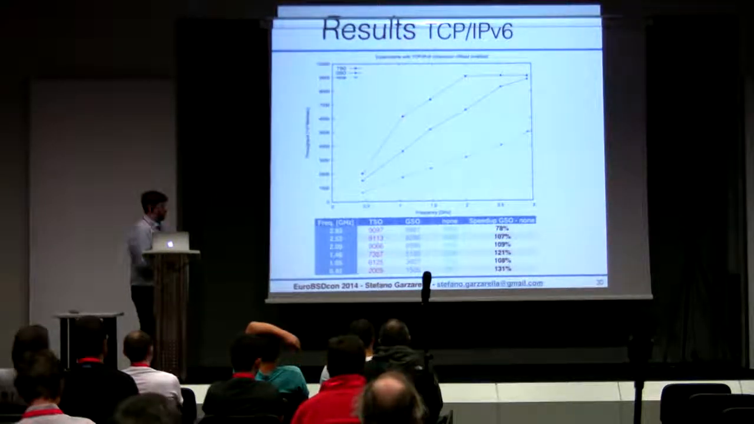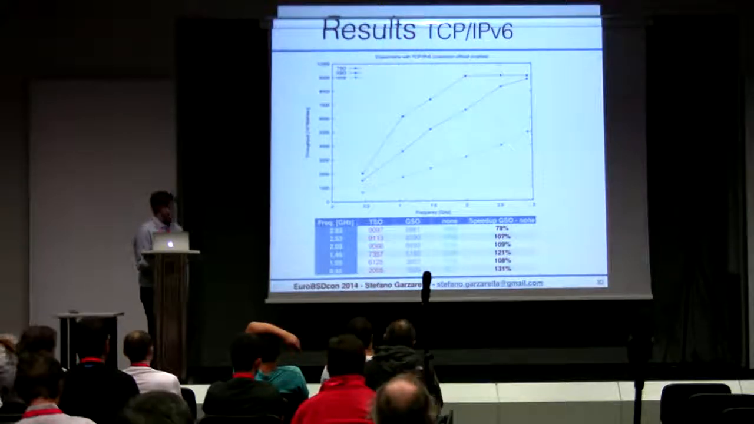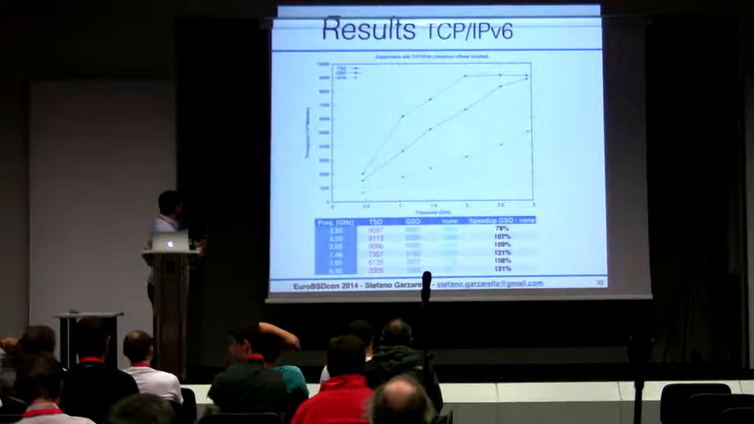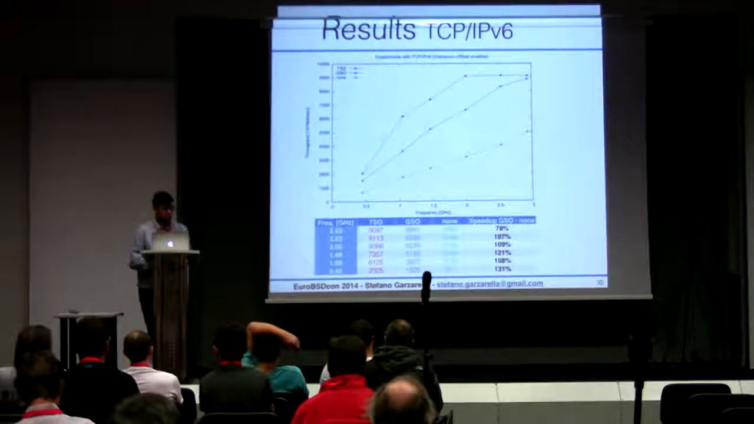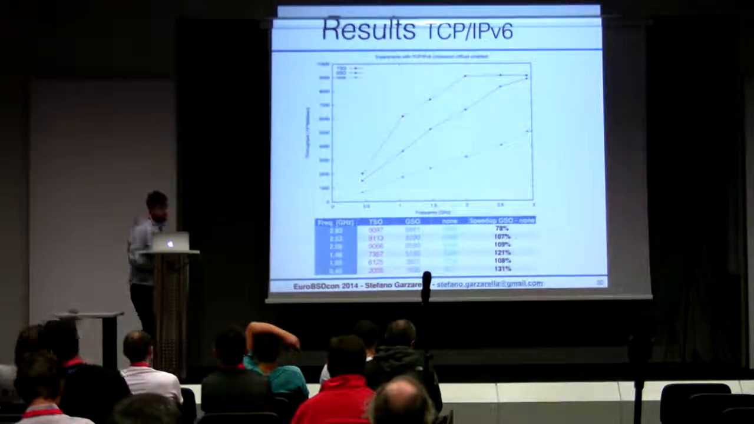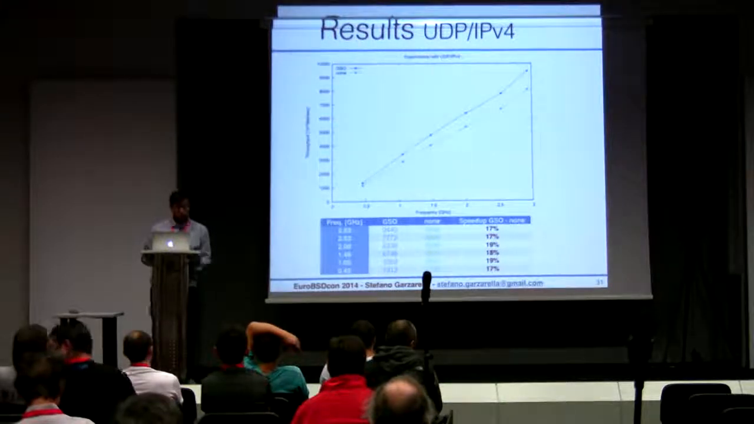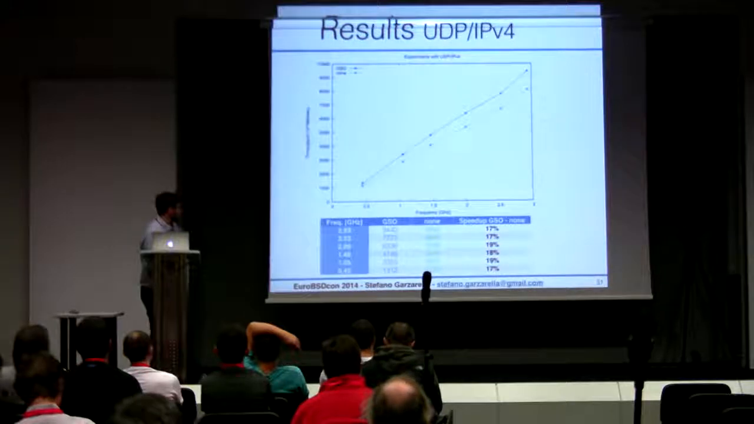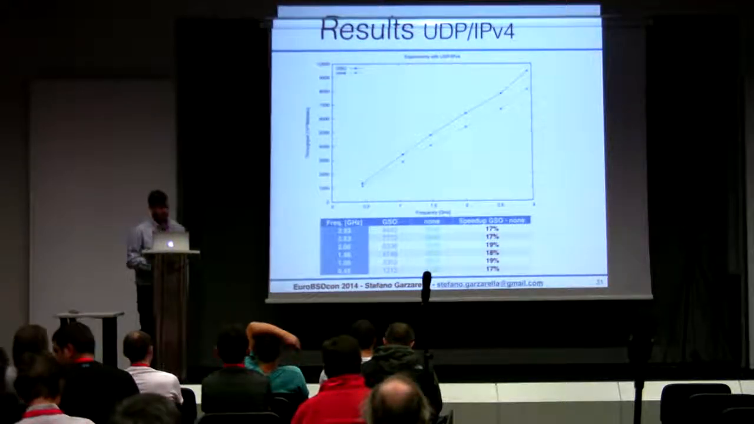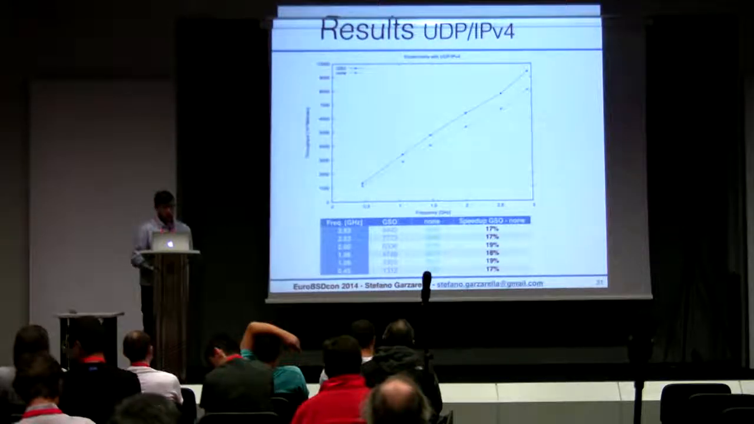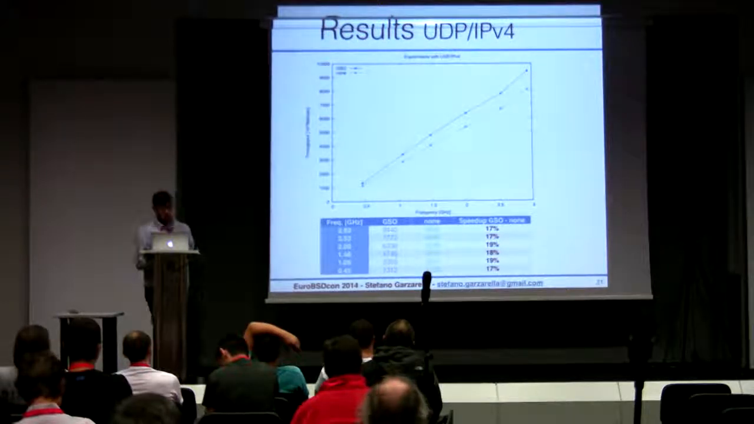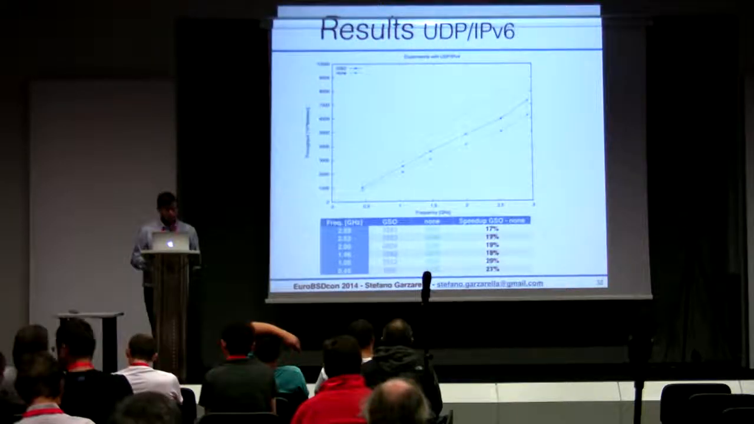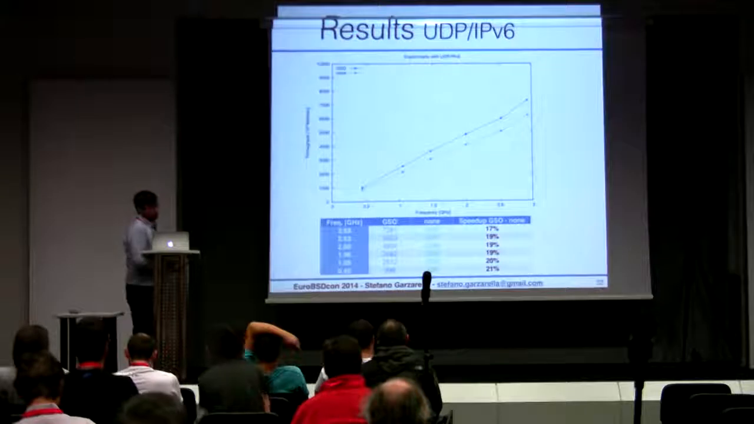In this other slide, we can see the results with TCP on IP version 6. It's the same: the red curve is TSO, the blue curve is GSO, and the green curve is without segmentation. Also in this case, GSO allows us to have double the throughput compared with no offloading. With UDP traffic, we have a speedup of about 20%. This is because GSO, in this case, only prevents the crossing of the header output. UDP output and IP output are crossed only once, whether GSO is enabled or not. For UDP on IP version 6 it is the same.